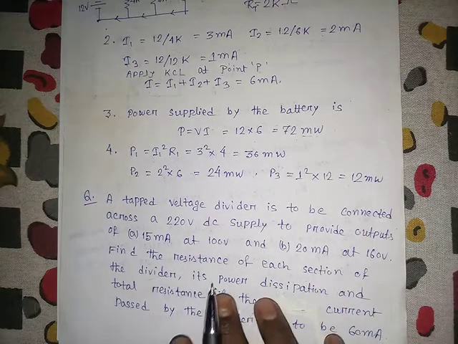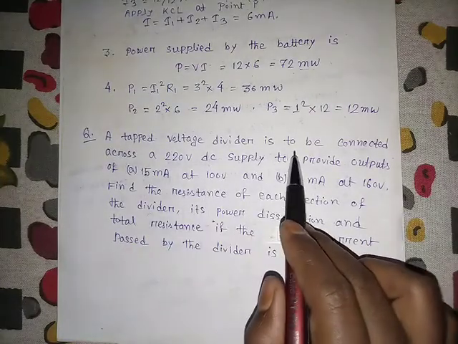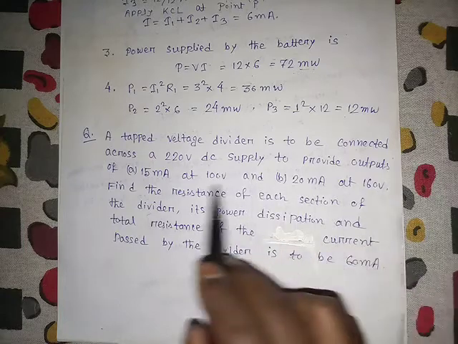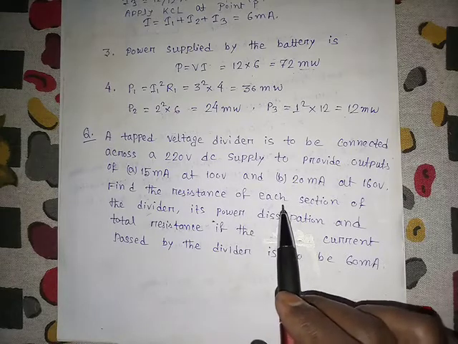Now going to our next question. A tapped voltage divider is to be connected across a 220 volt DC supply to provide an output of 15 milliampere at 100 volt.